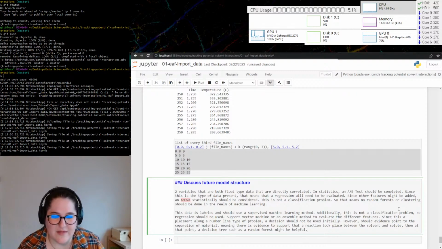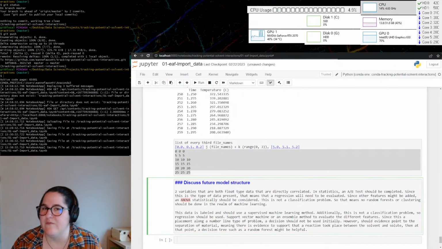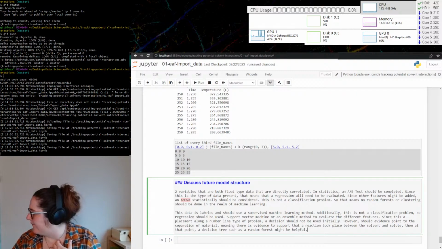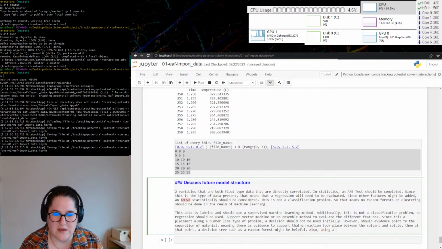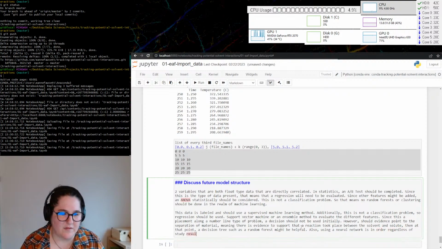We should use the supervised method. It's not a classification problem, so regression should be used. However, at first, if we end up with two different concentrations of something, then a classification might be in order to figure out, you know, reacted versus not reacted. And also, I would say, using a neural network is in order regardless of study results.